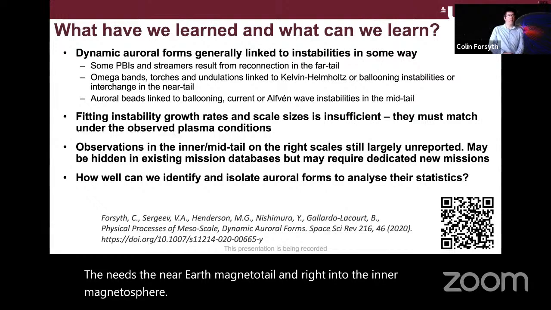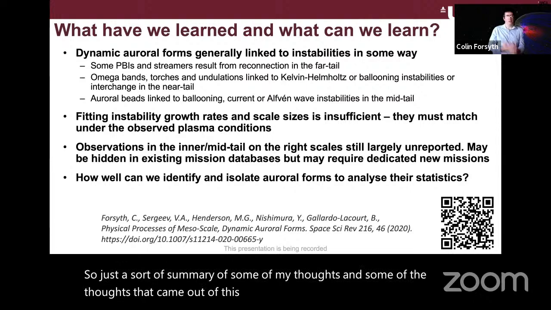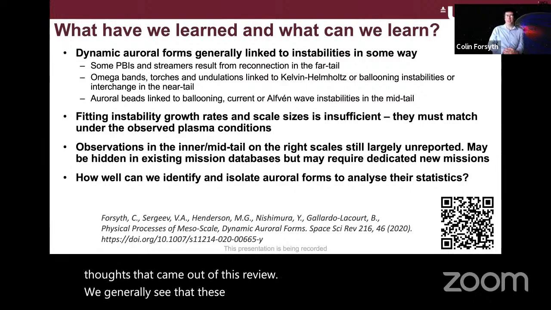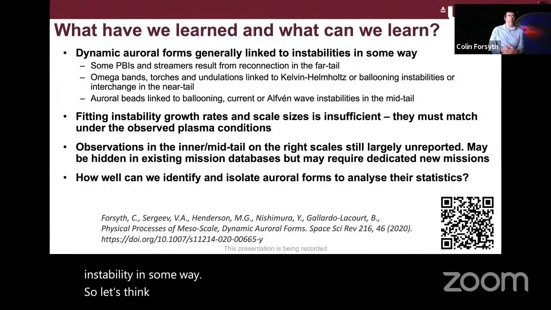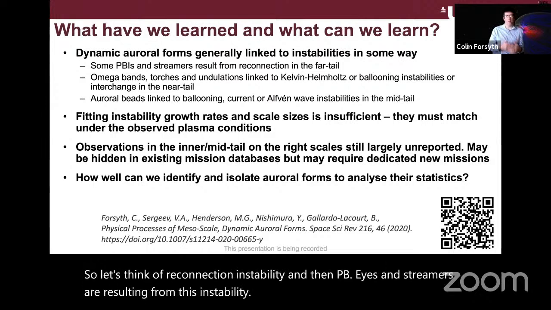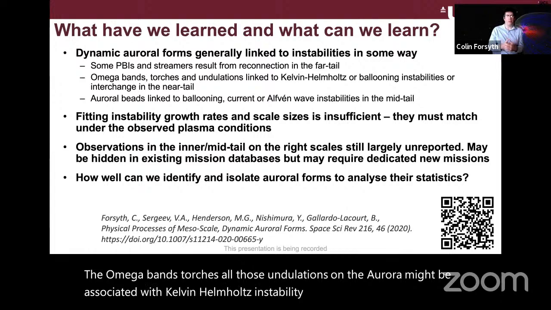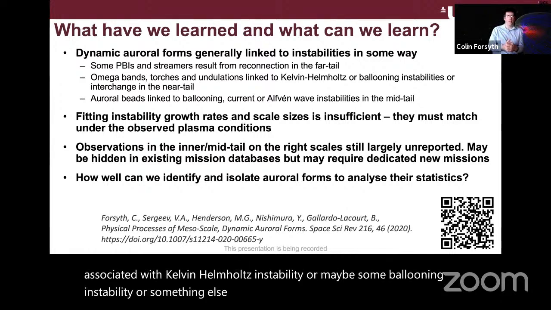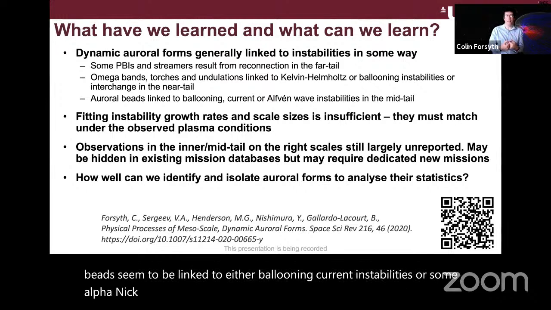Just as a summary of some of my thoughts and some of the thoughts that came out of this review, we generally see that these dynamic auroral forms are linked to some instability in some way. So let's think of reconnection as an instability, and then PBIs and streamers are resulting from this instability. The omega bands, the torches, all of those undulations on the aurora might be associated with a Kelvin-Helmholtz instability, or maybe some ballooning instability or something else going on in the tail. And then these auroral beads seem to be linked to either ballooning current instabilities or some Alfvénic instability in the midtail.